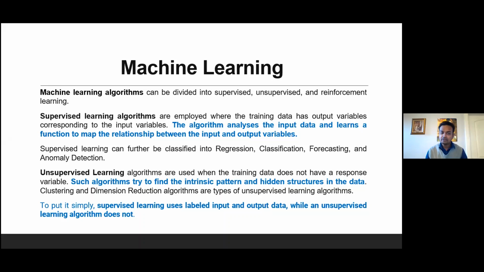Unsupervised learning means that unsupervised algorithms try to find intrinsic patterns and hidden structure in the data. For example, clustering and dimension reduction can be categorized as unsupervised learning. To put it simply, the difference between supervised and unsupervised learning is that supervised learning uses labeled data, where we tell the supervised model what kind of data we are going to use. Unsupervised learning learns from the data.